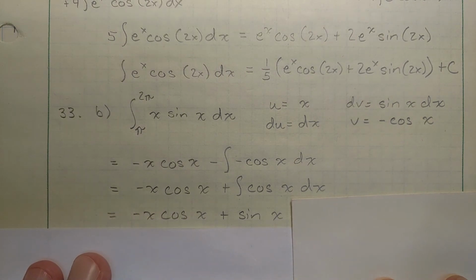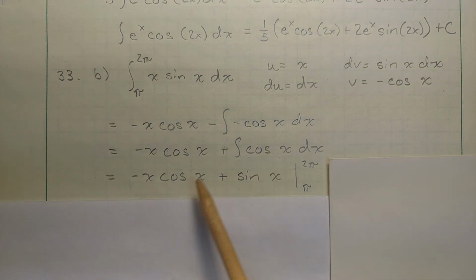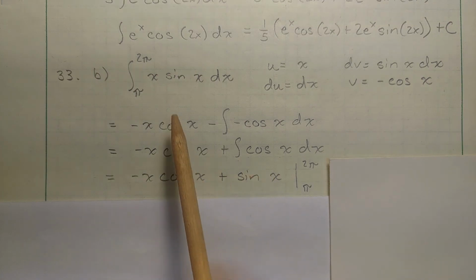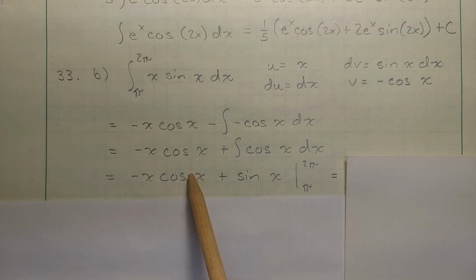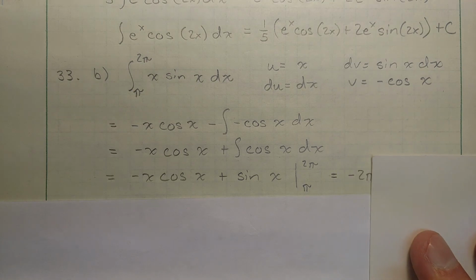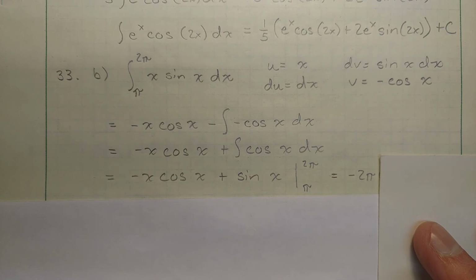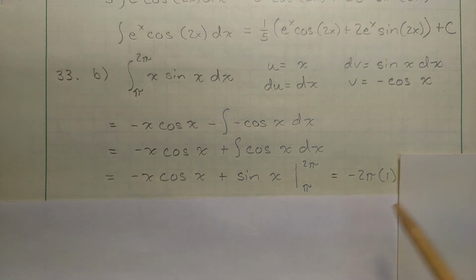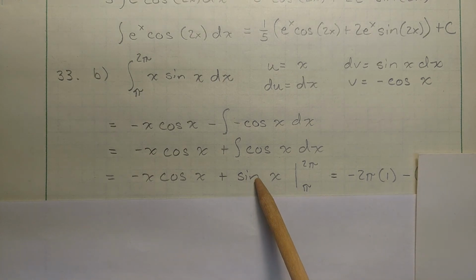But now once we get to this, we have to evaluate, it's not just this last integral that we did, it's this whole expression that's equal to that integral there. So we have to evaluate the whole expression from pi to 2 pi. So we put the 2 pi in here first and go ahead and evaluate. So when I put 2 pi, the cosine of 2 pi is 1. So this is negative 2 pi times 1, which is negative 2 pi, plus the sine of 2 pi is just 0. And then we have minus.